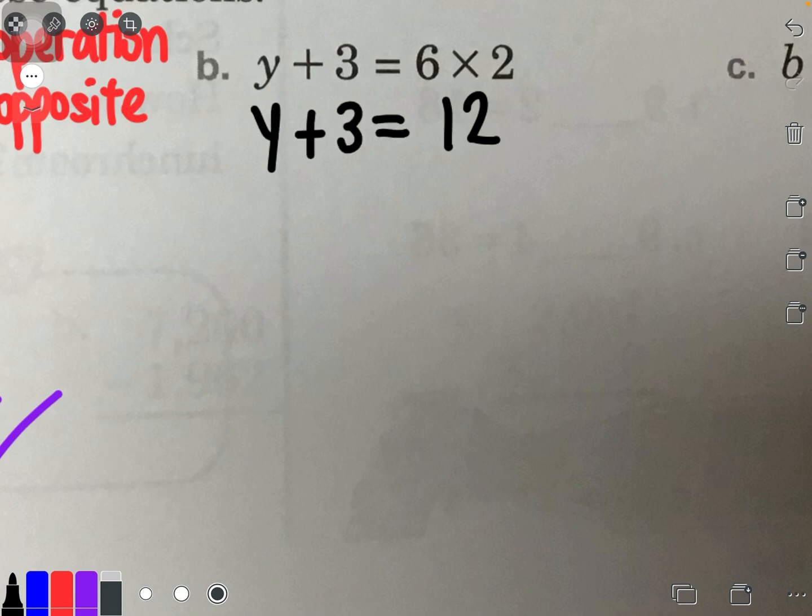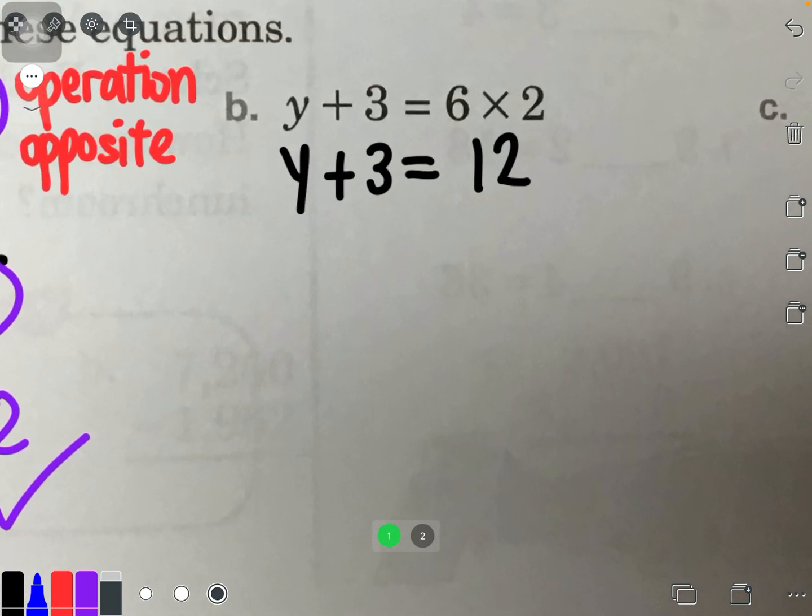Y plus 3 equals. Now the next thing I need to do, oh, I wrote it down here, is find the operation. Remember the operation is the math symbol, which is to add. And then I have to find the opposite of that operation. What is the opposite of adding? The opposite of adding is subtracting. So I'm going to subtract 3 and 3. Because I want to get rid of the 3, okay? You're probably wondering, why the 3? Why not the 12? Well, because the 3 is attached to the plus sign. Whatever is attached to that symbol or operation, it's got to go.